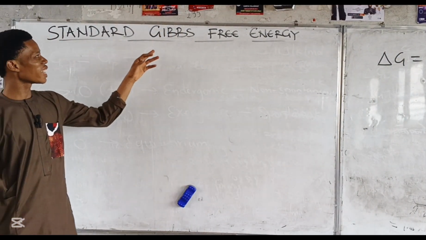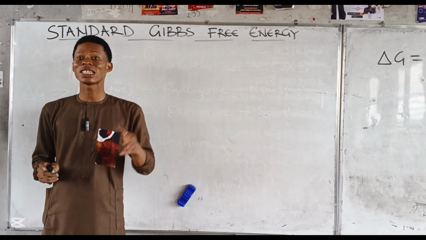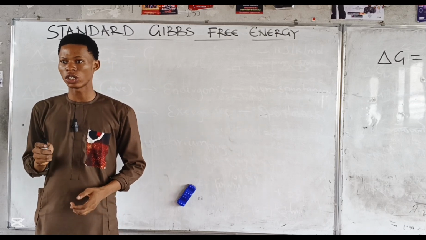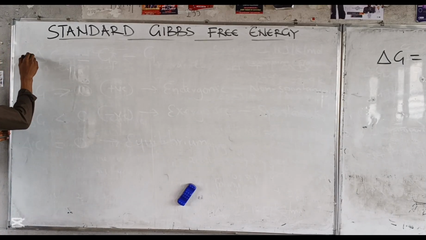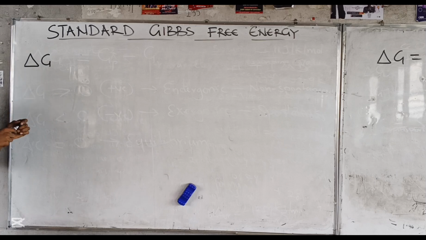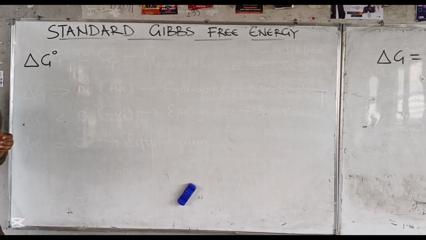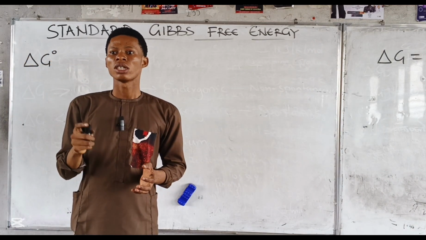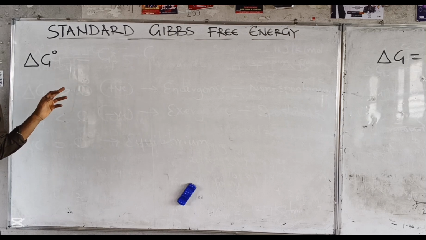So we'll be looking at standard Gibbs free energy. In the previous things we've done, we've seen Gibbs free energy, but now let's look at standard Gibbs free energy. The change in standard Gibbs free energy is given as delta G naught. If we write only delta G, this is the change in Gibbs free energy, right? Then if you add naught here, this is now the standard change in Gibbs free energy. Standard change in Gibbs free energy is the change in Gibbs free energy in standard state.